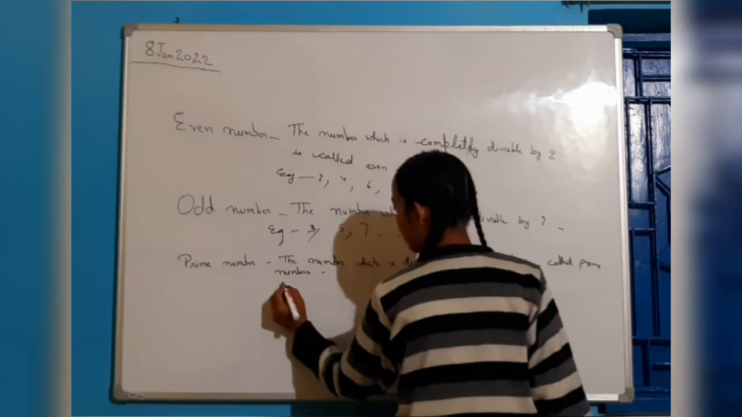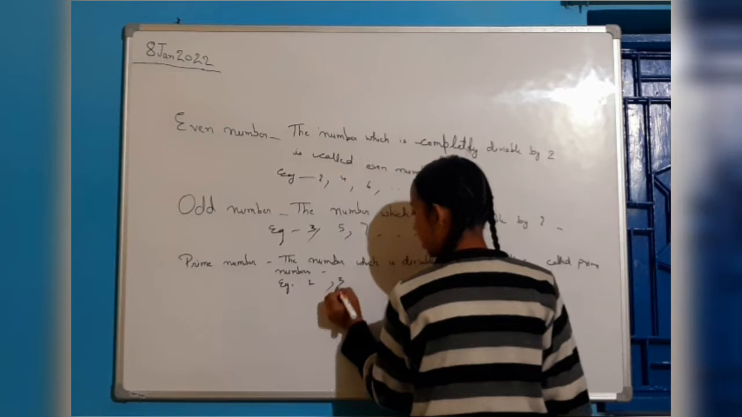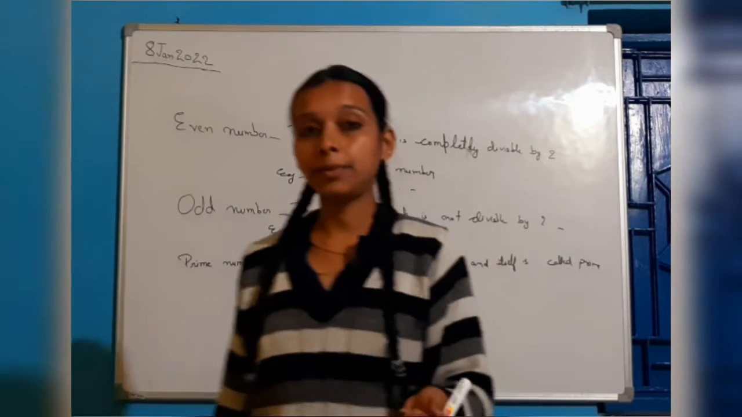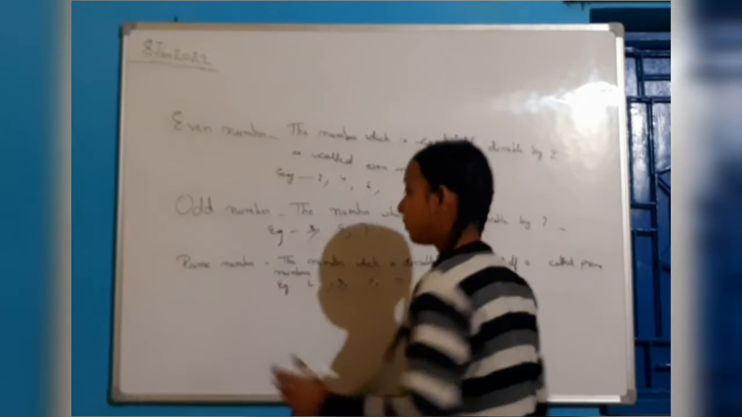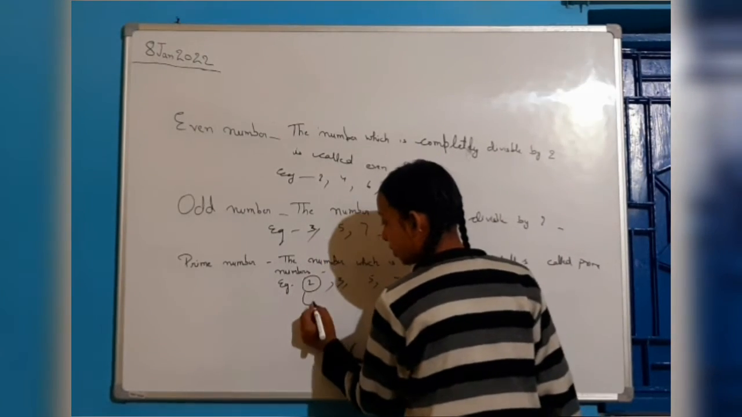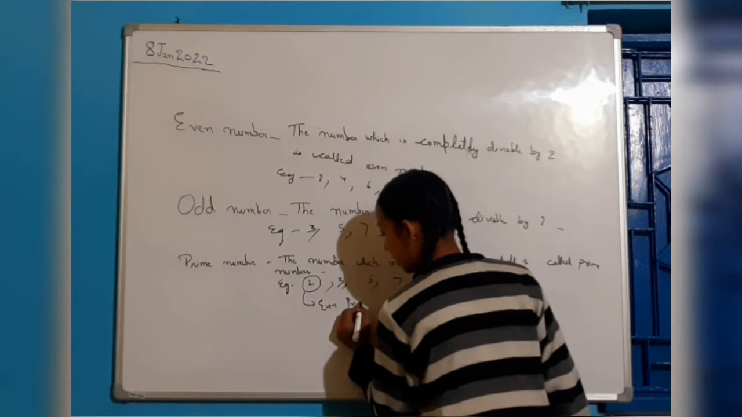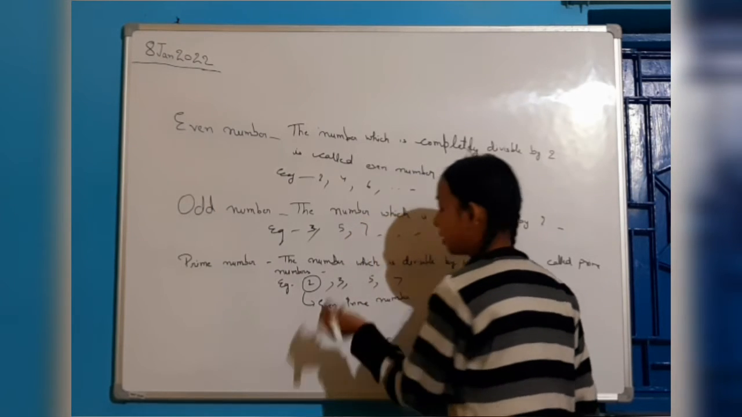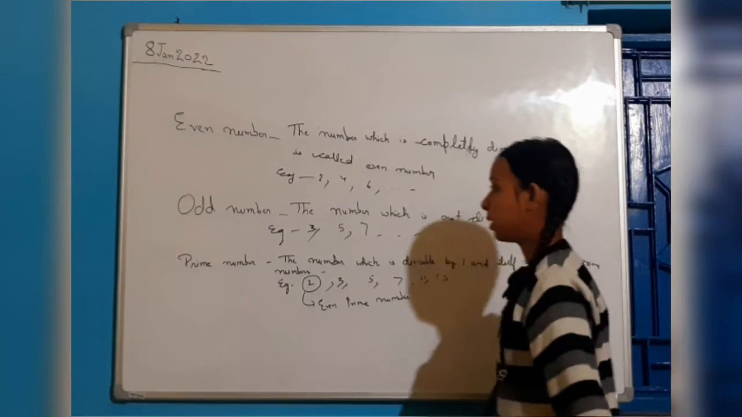What are examples of prime numbers? 2, 3, 5, 7. Can you tell me which number is the even prime number? The even prime number is 2. And the odd prime numbers are 7, 11, 13.